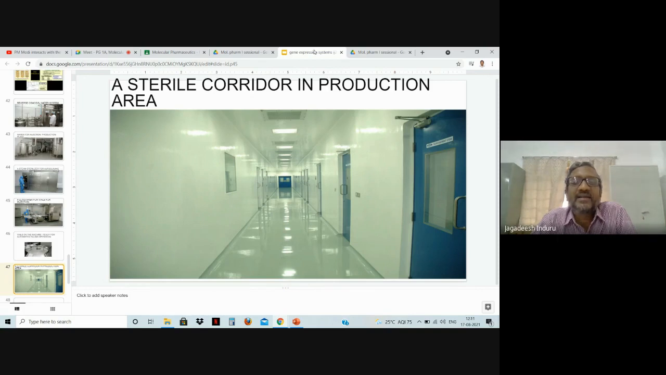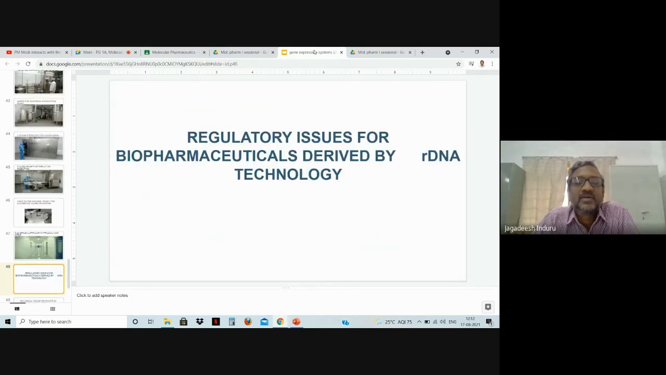This is completely a smooth finish without any entrapment, sterilizable and disinfectant. If you see this, without any protrusions, everything has a smooth finish for easy sterilization and cleaning, to achieve your sterility requirements even in the corridors.